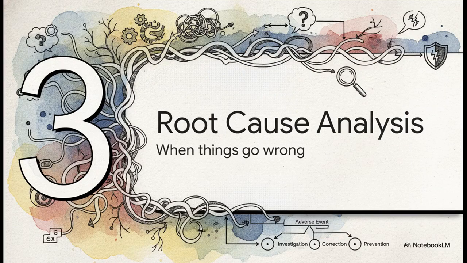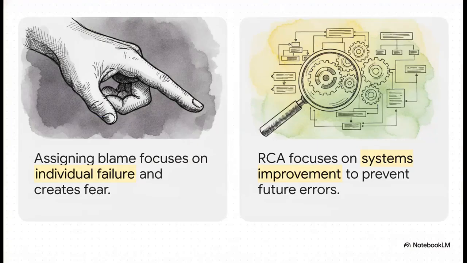On to Section 3, root cause analysis. What do we do when things go wrong? Historically in healthcare, when a mistake was made, the immediate reaction was to assign blame. Who messed up? But focusing on individual failure frankly just creates a culture of fear where frontline workers might hide their mistakes. Root cause analysis completely flips the script.